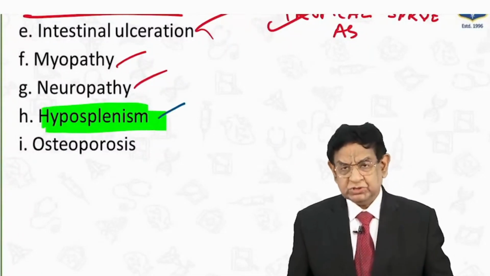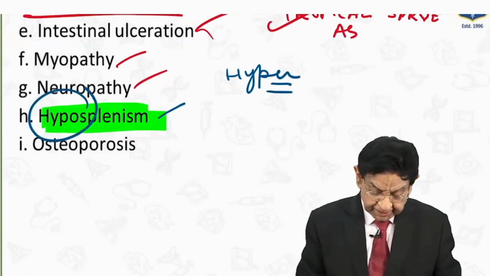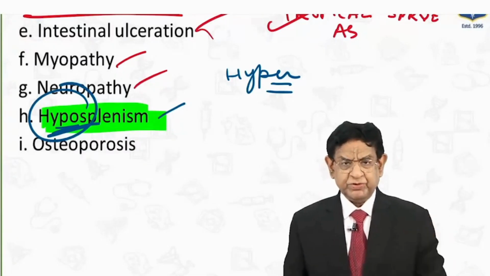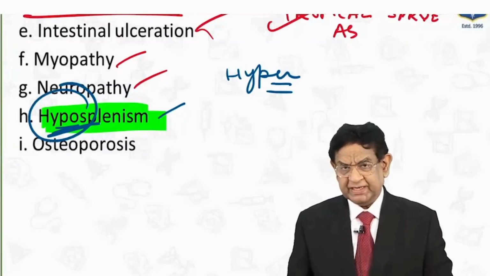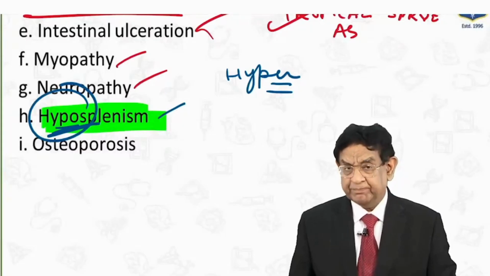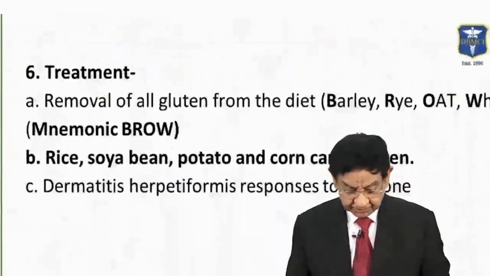We have seen so many conditions where we have hypersplenism, but here we are getting hyposplenism. This is one of the beautiful questions, ranked number one in getting asked. 99% of people are not aware of this point that in celiac disease, there is hyposplenism. The 4 keywords in the complication.